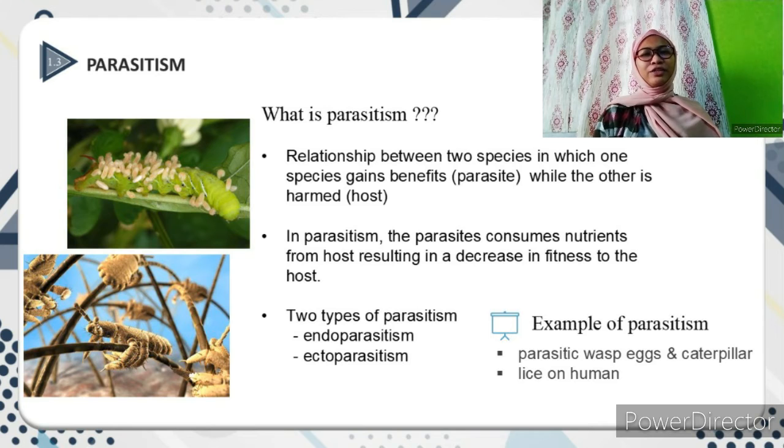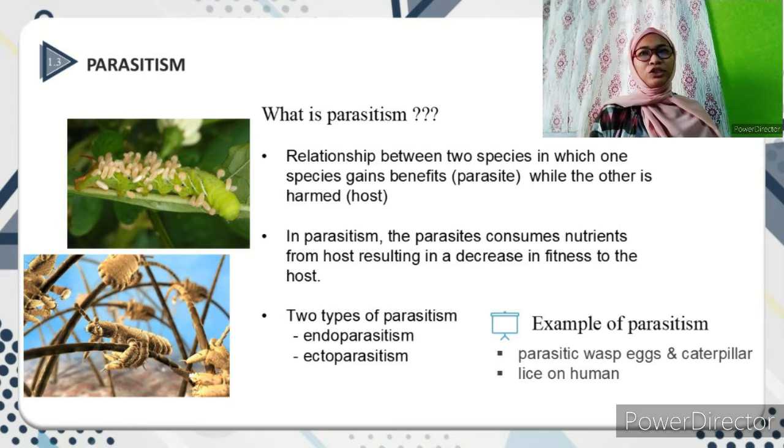Assalamualaikum and salam sejahtera. My name is Nur Sharihah binti Sahimi. My matric number is 203320. So today I am in charge of presenting two types of symbiotic relationship, which are parasitism and competition.